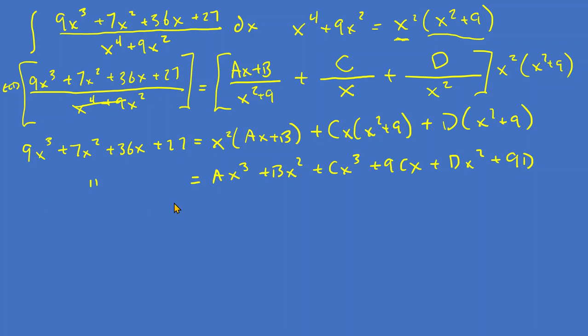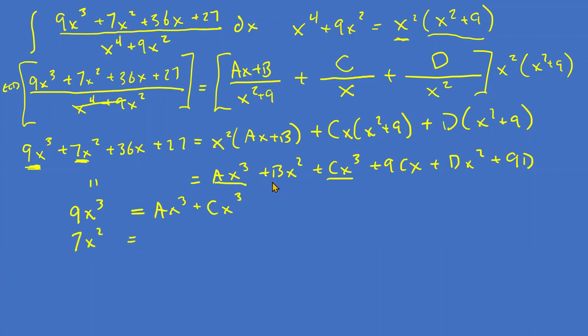Next thing that we want to do is what is referred to as equating coefficients. On the left-hand side, we have a coefficient of 9x cubed. So I'm going to write down 9x cubed. And then on the right-hand side, I'm going to look for all of the terms that have an x cubed in them. So we have ax cubed plus cx cubed. Then we have 7x squared.